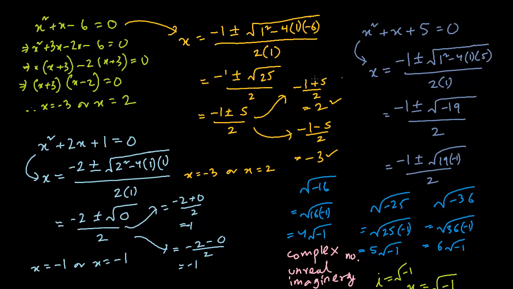So here, since we find the value, we can say that this has real roots, and they're different. So they're real and different roots.